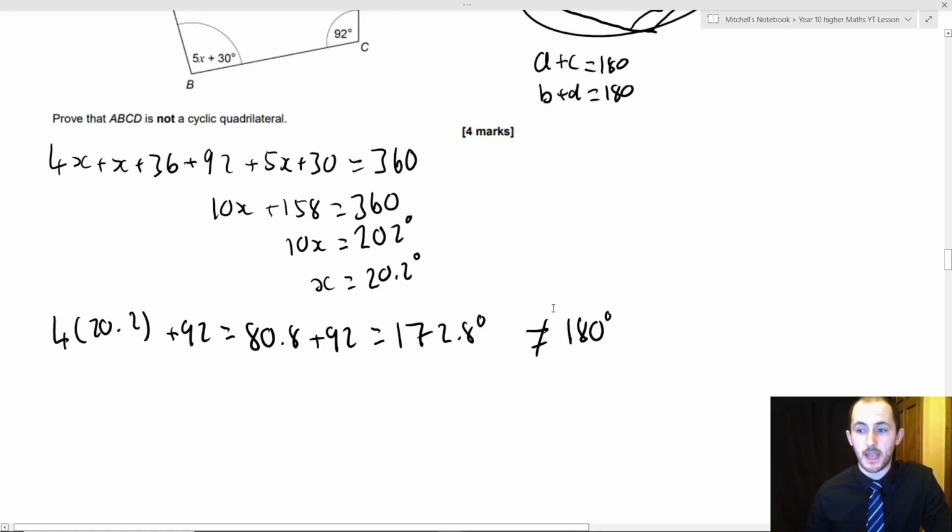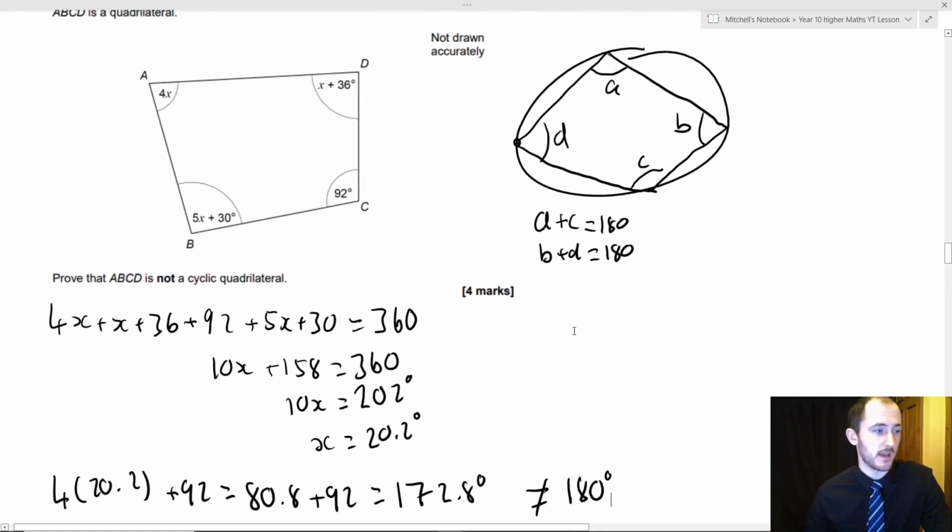Okay, so yeah, it's not equal to 180 degrees, so it's not a cyclic quadrilateral.